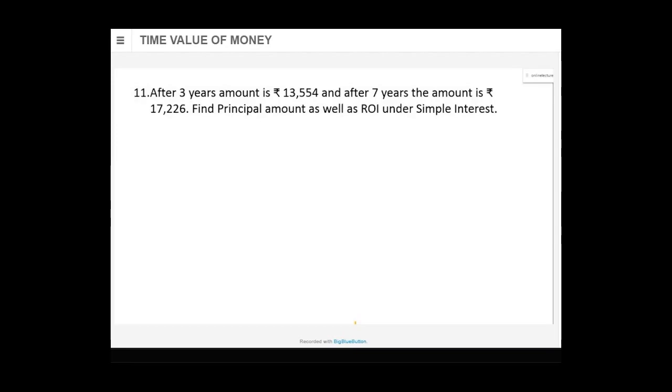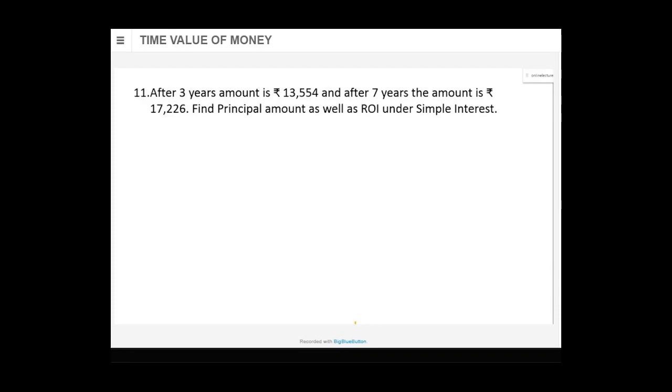After 3 years, the amount is 13,554, and after 7 years, the amount is 17,226. Find the principal amount as well as the ROI under simple interest. Now, I'm solving this. Look at this type of sum. Next time if it comes, you should solve it. What is given? Look at what is given.